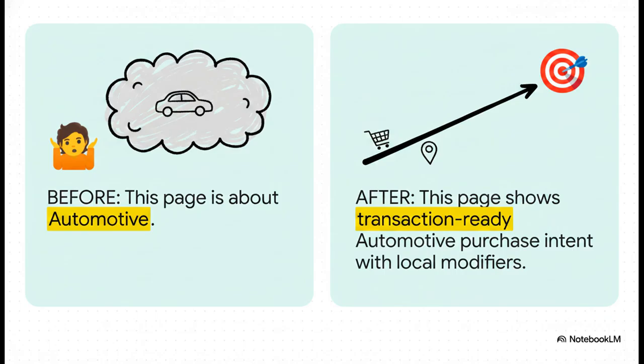I mean, just look at the difference here. The before is just, this page is about automotive. Okay, great. But the after? Now we know this page shows transaction-ready automotive purchase intent with local and deal-seeking modifiers. Wow, we've gone from a vague topic to a super detailed, actionable signal. That's the kind of intelligence that wins campaigns.